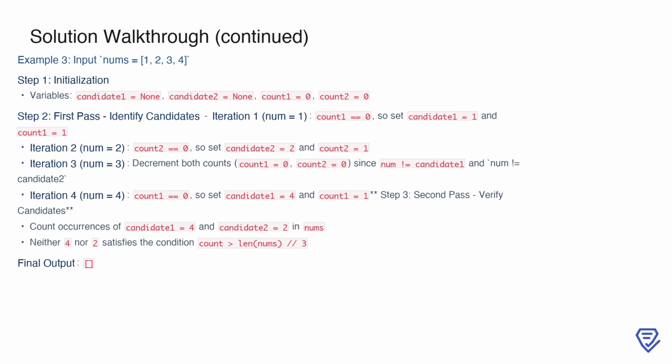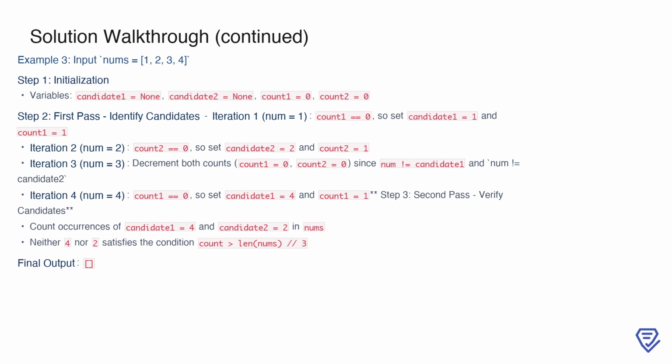On the third iteration, number is 3, which does not match either candidate. Therefore, both counts are decremented to 0. Finally, on the fourth iteration, number is 4. Since count 1 is 0, we set candidate 1 to 4 and increment count 1 to 1. After the first pass, candidate 1 is 4 with count 1 equals 1, and candidate 2 is 2 with count 2 equals 0. In the second pass, we verify these candidates by counting their occurrences in the array. 4 appears once, and 2 also appears once.